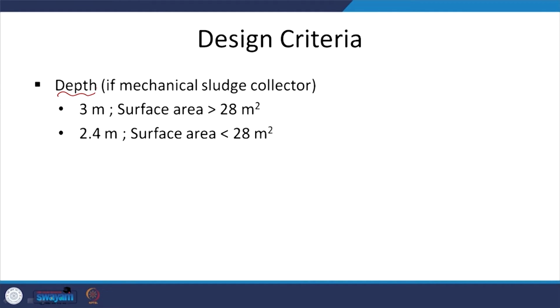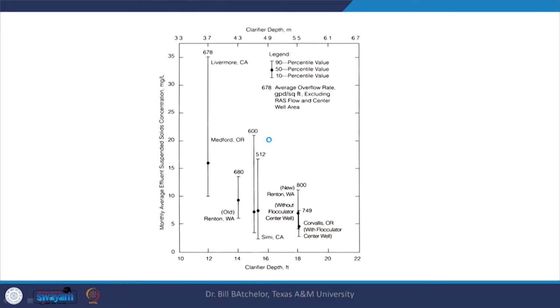So, design criteria, as I mentioned, depth is also relevant because it plays a considerable role. That is what people saw empirically too. And 3 meters if the surface area is greater than 28 meters square, less than this, these are typical thumb rules obviously. And here is where we see one graph, I guess, which I got from Dr. Bill Batchelor, my PhD advisor, whom I learned everything from, not just this particular graph obviously.